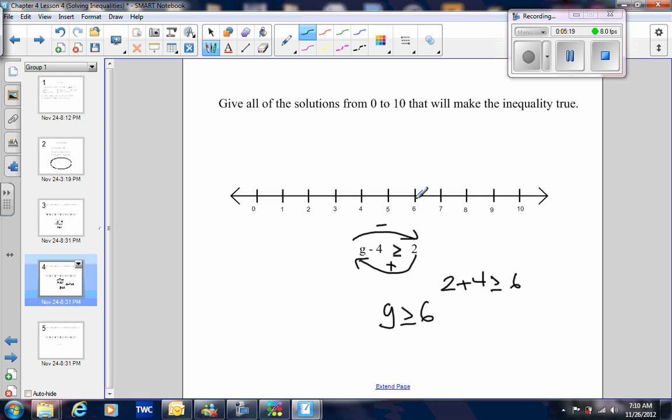Okay, so 6 is equal to 6, so that would be one of my solutions. 7 is greater than 6, so that would be a solution. 8 is greater than, 9 is greater than, and 10 is greater than.